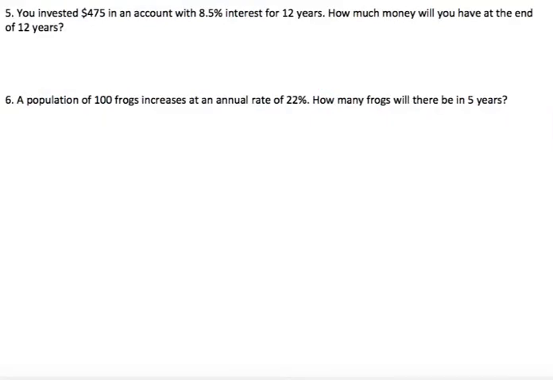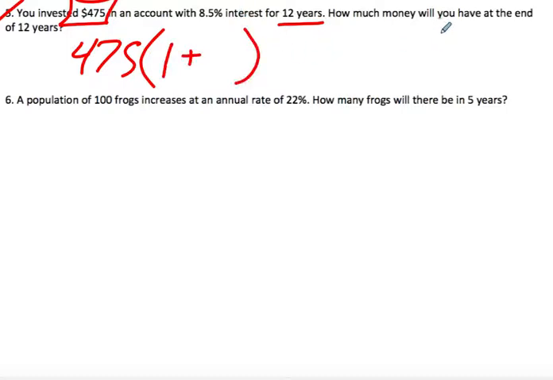Number 5, you invest $475. You know what? You can probably do this one. Oh, I'm going to do it. $475. That's our invested amount. It pays 8.5% interest each year for 12 years. How much money will you have at the end of the 12 years? So 1 plus, now here's where we've been making mistakes. I'm going to go off to the side here. I don't see this mistake happen if it's 8%, but people do not like this 8.5.